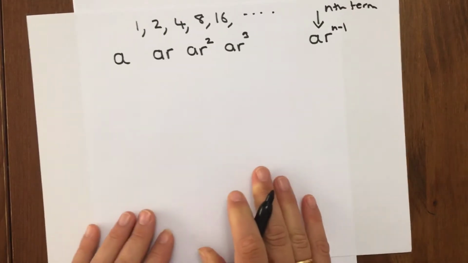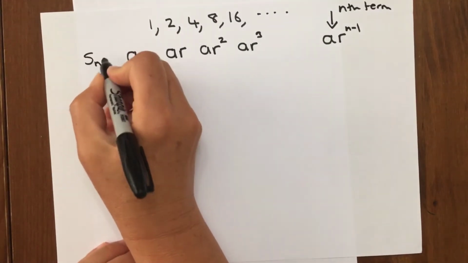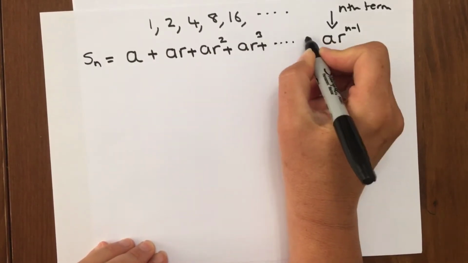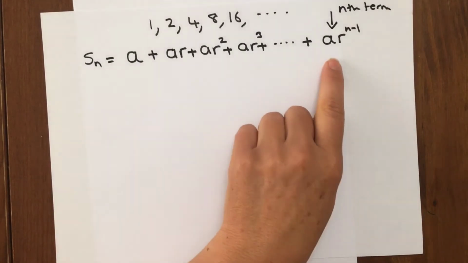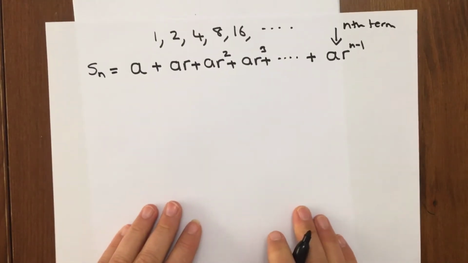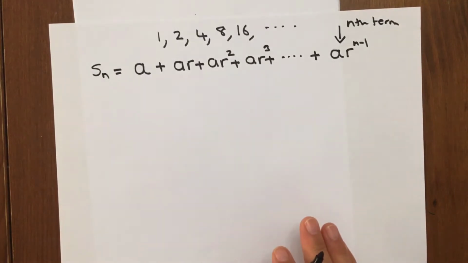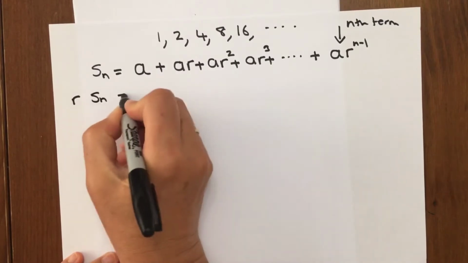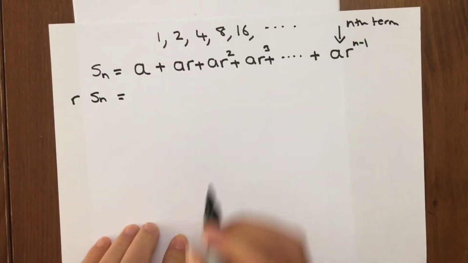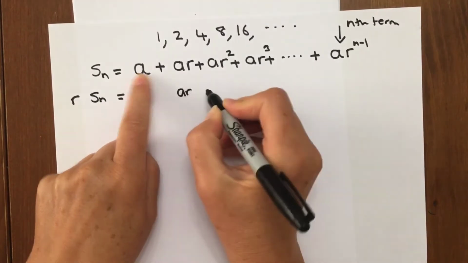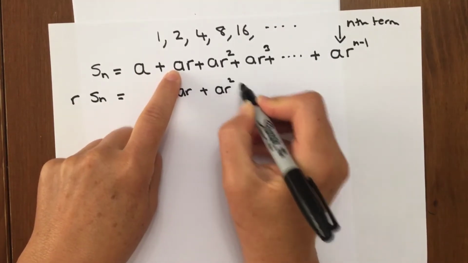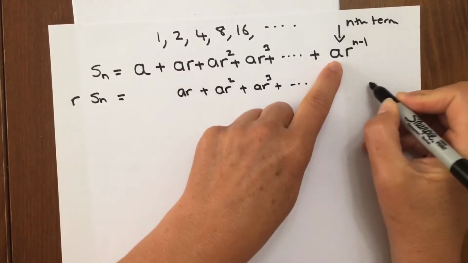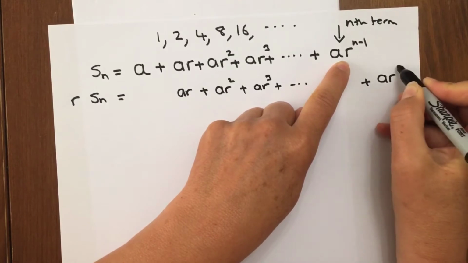Now, what does the sum mean? So the sum to n terms means I'm just going to add up all of these terms all the way to the nth term. Now, to look at the proof of what the sum to n terms is, I'm going to do a little trick. I'm going to multiply each term by r. So a times r, this one times r, next one times r, plus I'm going to times the last term by r to get this.